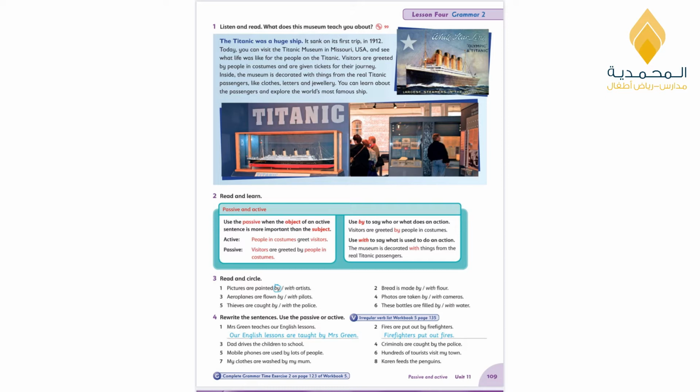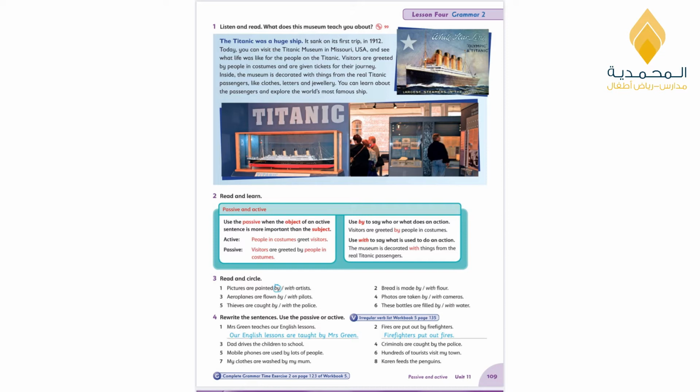In this text, we have different examples of passive and active sentences. Look at this sentence. Visitors are greeted by people in costumes. Now, is this sentence passive or active? Excellent! It is passive because we started with the object. Amazing! So, what is the difference between passive and active? Yes, passive sentences are sentences that we start with the object, but active sentences are the ordinary sentences that we start with the subject.